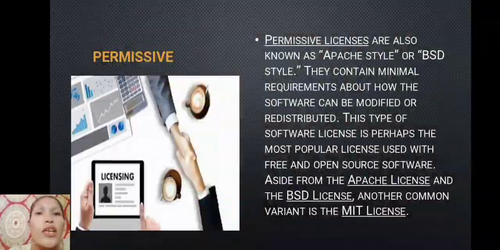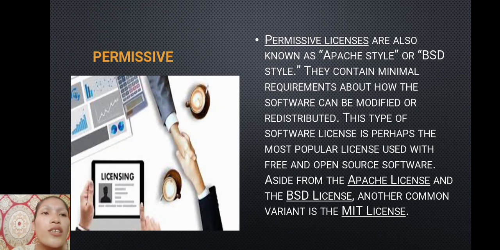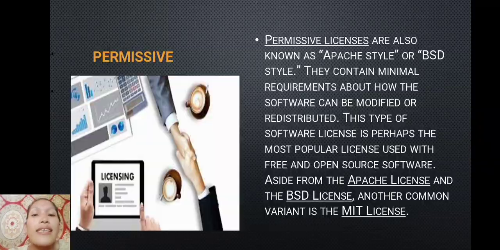And the next one, number 2, is the permissive licensing. Permissive licenses are also known as the Apache style or the BSD style. They contain minimal requirements about how the software can be modified or distributed. This type of software license is perhaps the most popular license used with free and open source software. Aside from the Apache license and the BSD license, another common variant is the MIT license.